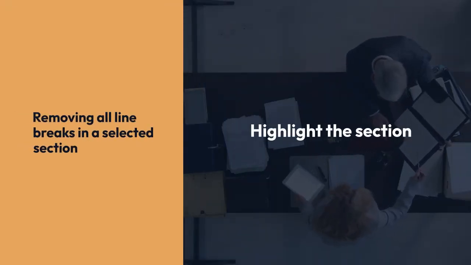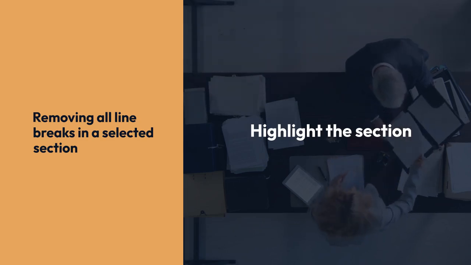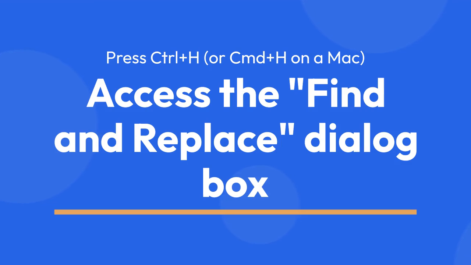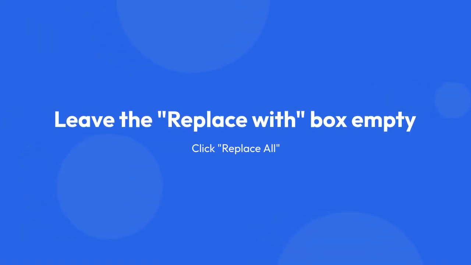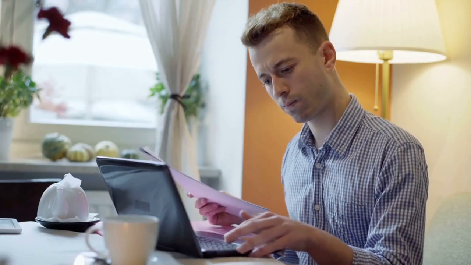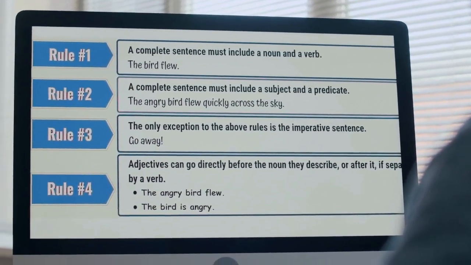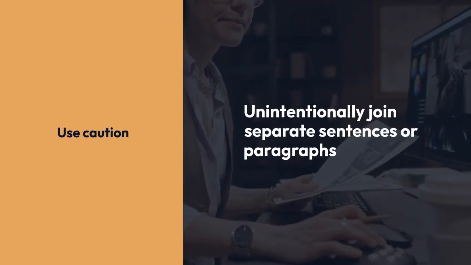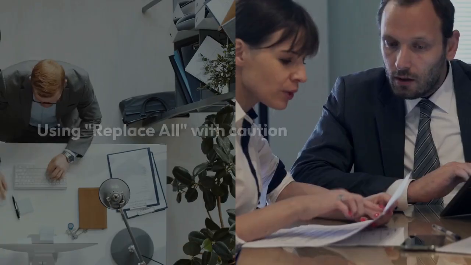3. Removing all line breaks in a selected section. If you want to remove all line breaks within a specific part of your document, first highlight that section. Then press Ctrl+H or CMD+H on a Mac to access the Find and Replace dialog box. In the Find What box, type ^p, leave the Replace with box empty, and click Replace All. This will remove all paragraph marks within your selection, effectively placing all the text onto a single line. Use caution with this. If you're not careful, you might unintentionally join separate sentences or paragraphs.